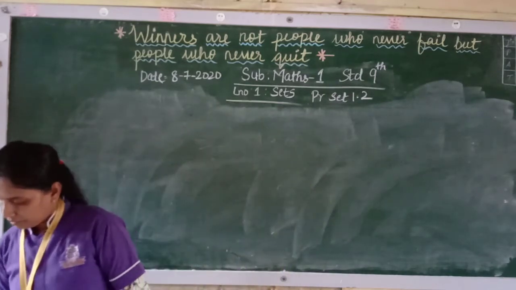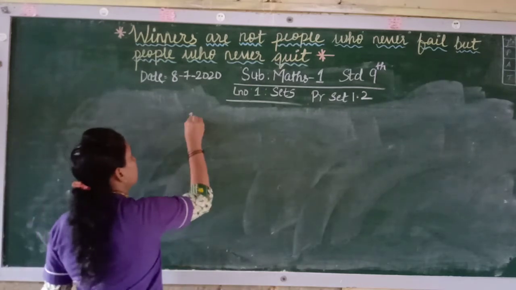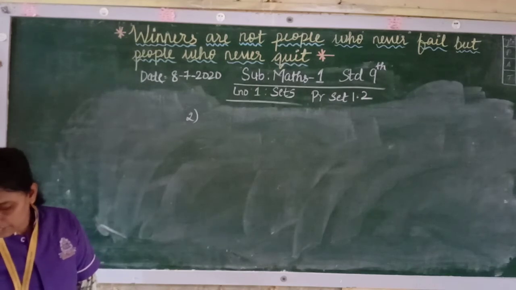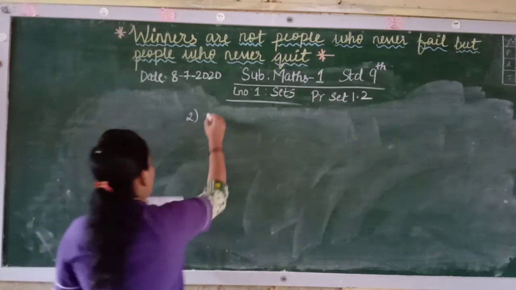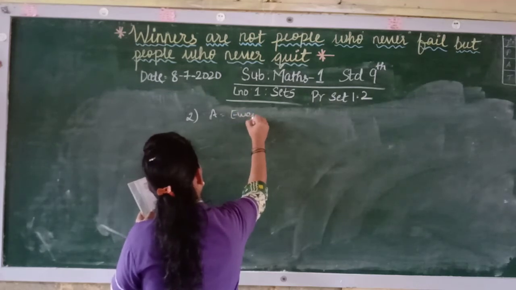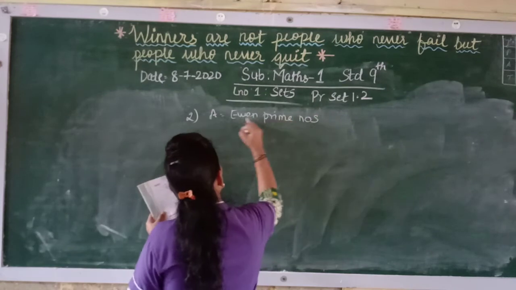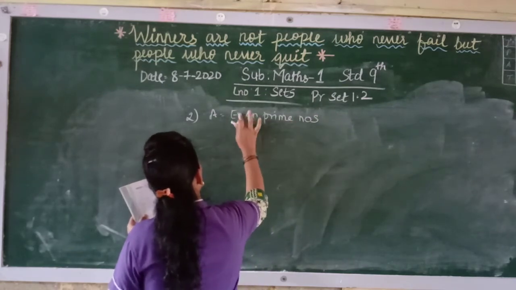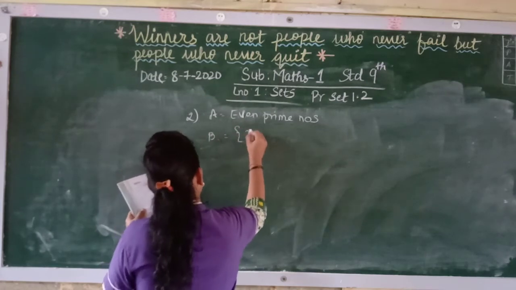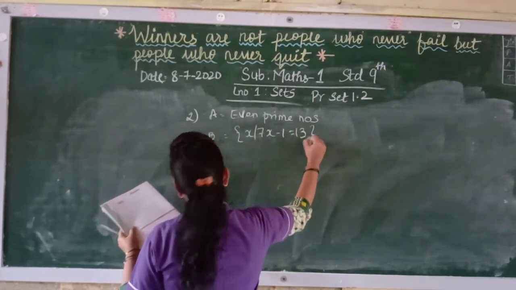Now after this, if you see the second one, decide whether sets A and B are equal sets. Give reason for your answer. So first one, what they have given, A is even prime numbers. So even prime numbers you have to write for the A set, and B is 7x minus 1 is equal to 13.